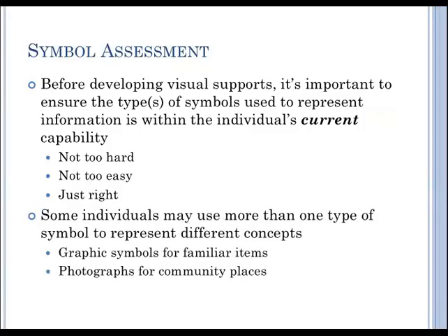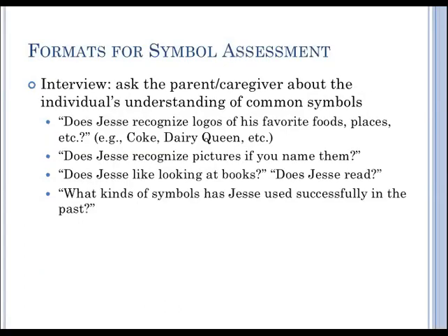Some individuals, like I said, might use more than one type of symbol to represent information. So for example, for really familiar things that happen in their life quite regularly, they might use graphic symbols for that, a sort of higher order symbol. But for community places that are perhaps less familiar, they use photographs because those photographs are perhaps a bit more concrete for them, okay? So again, it's going to be very individualized as to what is appropriate for any given person, okay?